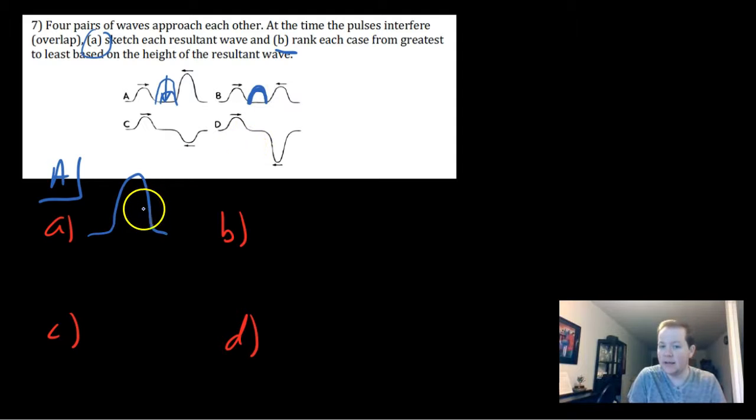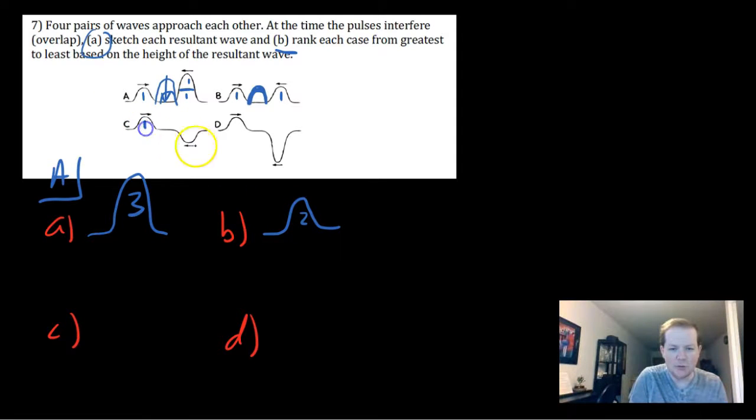Will it be as tall as this one? Probably not, because let's see, let's kind of pretend. Here I have 1, here I have 1, 2. Maybe I shouldn't have done that way. I'm kind of pretending like these are numbers. So here I have an amplitude of 2, here I have an amplitude of 1, that's a total amplitude of 3. Here I have 1 and 1, so I should have probably a total amplitude of 2. So not quite as tall, but still constructive.